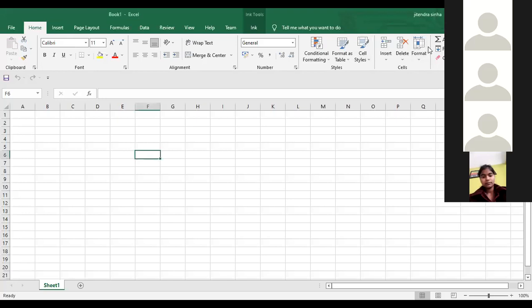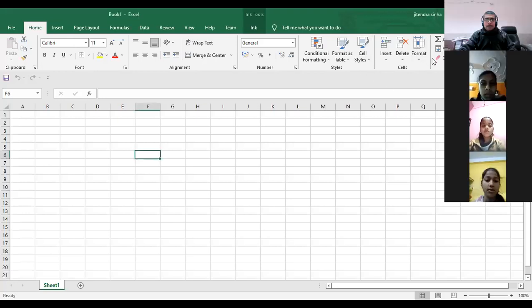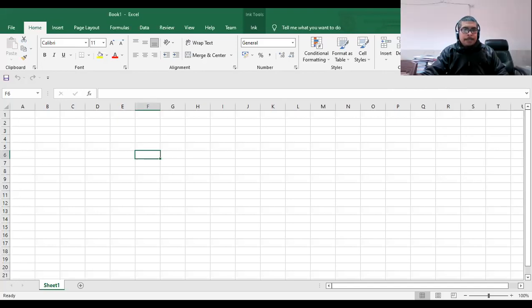Now we will talk about the range. Next definition that we are going to learn is range. So this is one range. Now suppose, you can see here, this is a range. This is one range. It means a collection of cells.